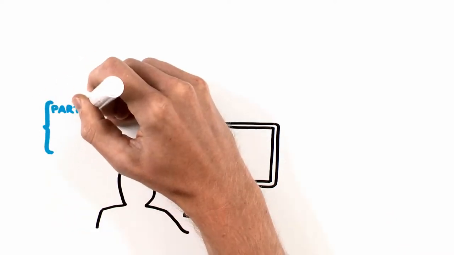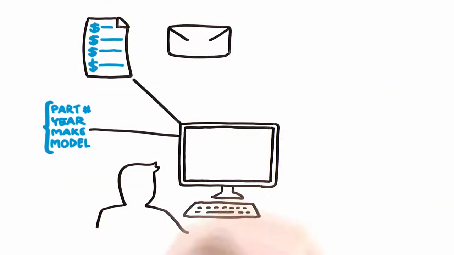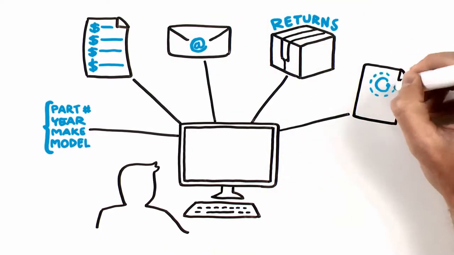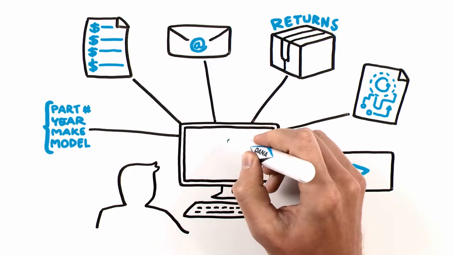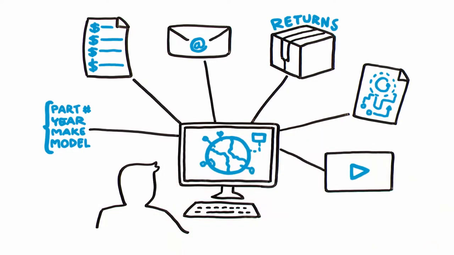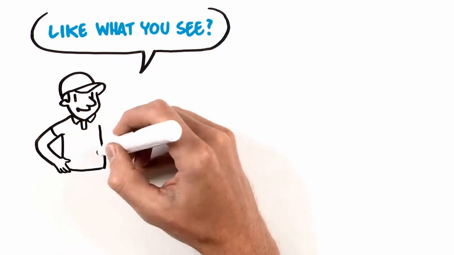Search by part number, year, or make and model. Download price lists, send order confirmations by email, process and authorize returns, and find technical literature and product videos, all with a few clicks. Plus, Dana Aftermarket connects Dana's global network of connected distribution centers. Like what you see? Here's the power of real-time commerce.